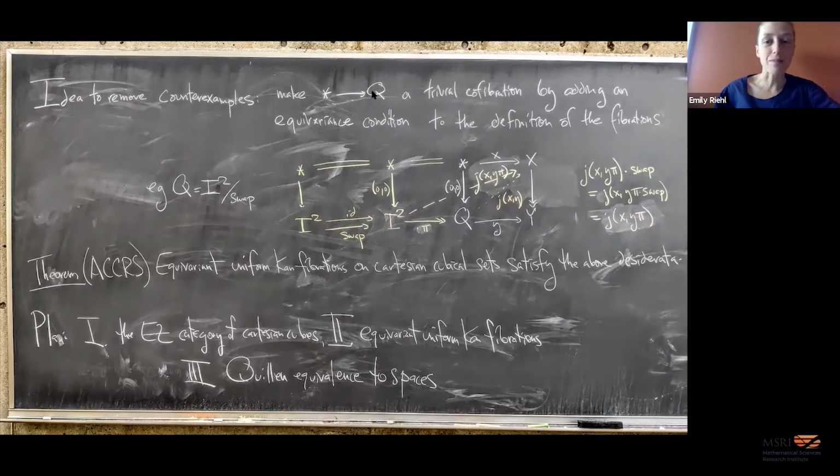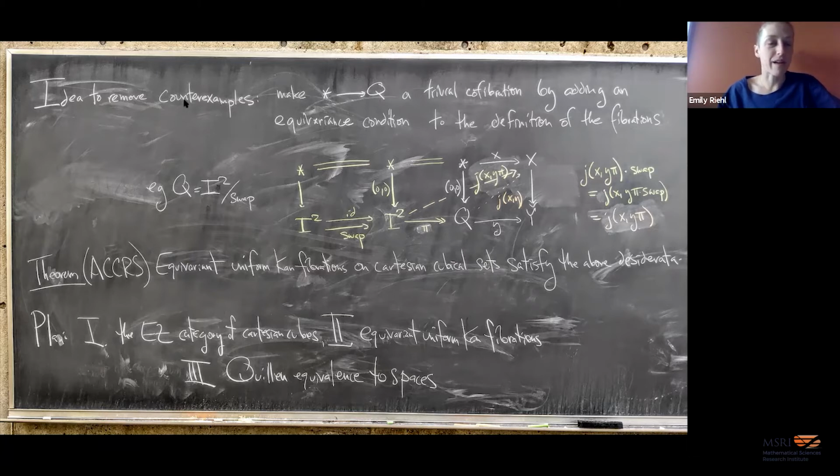So how do we make this map a trivial cofibration? Well, we're going to redefine the notion of fibration. We're going to make the fibrations more restrictive, so it's harder to be a fibration. And we're going to change the definition of the fibrations so that they lift against these maps, and that's what makes it a trivial cofibration. It's something with the left lifting property with respect to the fibrations. So specifically, we're going to add an equivariance condition to the definition of the fibrations.